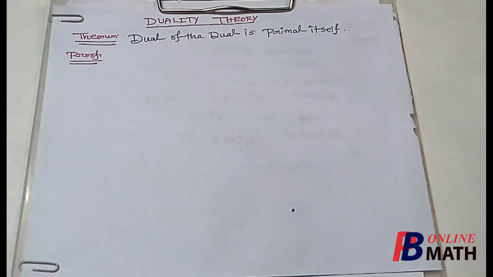Hello and welcome to another part of this chapter, linear programming problem. In the previous part we have learned how to find the dual of a primal problem.